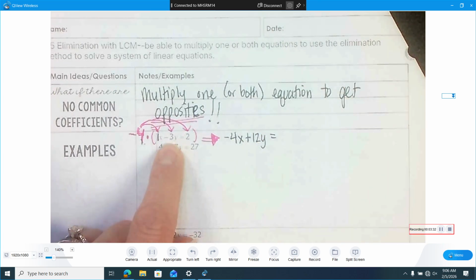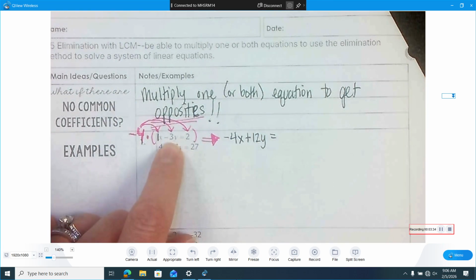No, are you paying attention? You writing your notes down? Because it doesn't look like it.